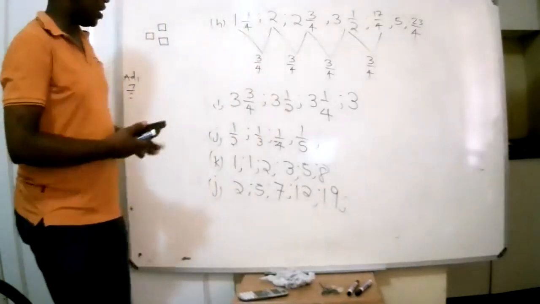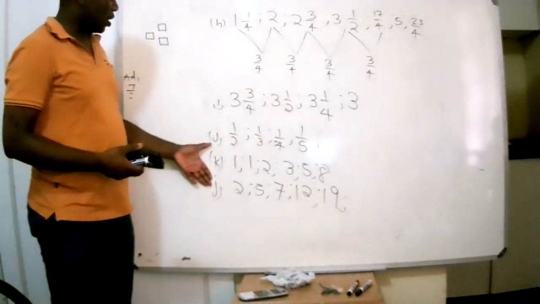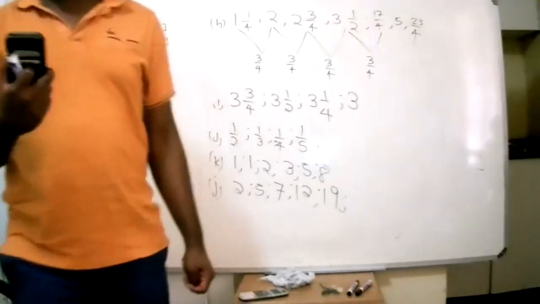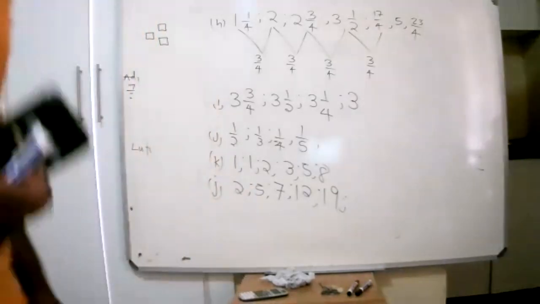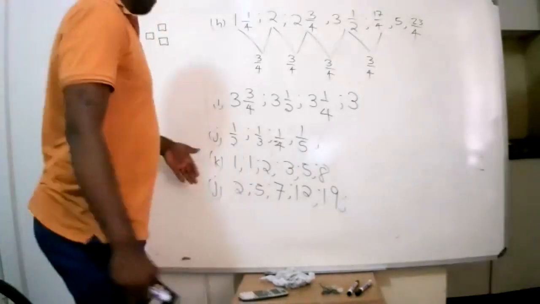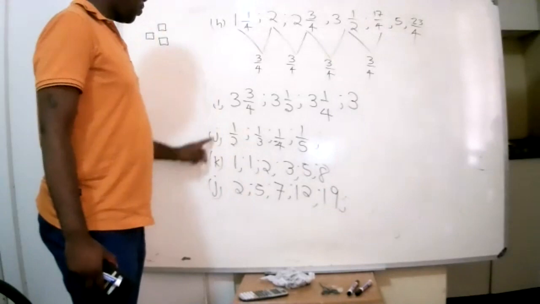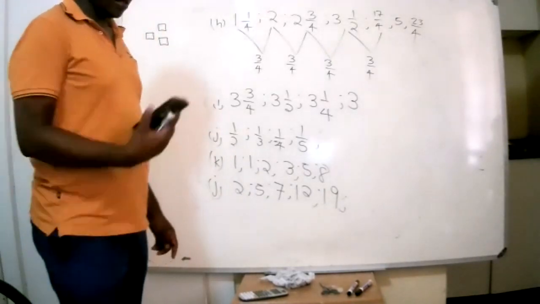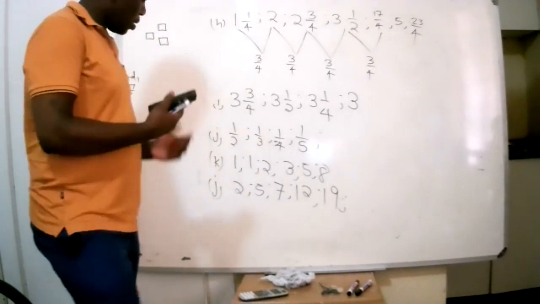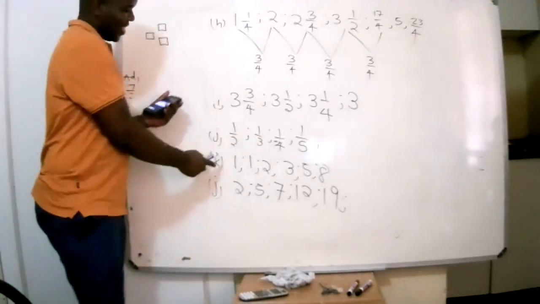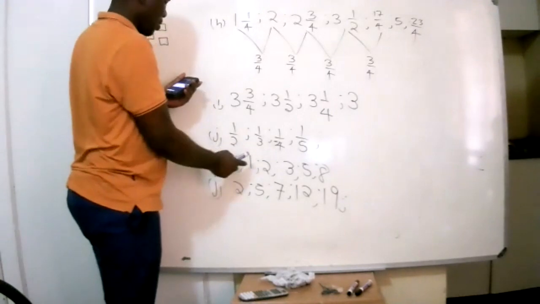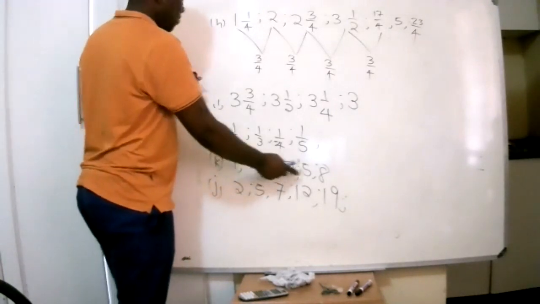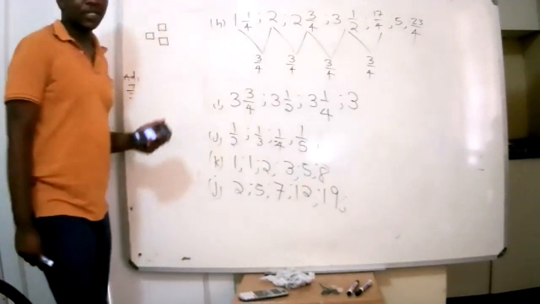I want you to find the next 3 terms of these 3 questions. I'm giving you 8 minutes to find the next 3 terms. Yes, at K, it's 1, 1 and then 2. Okay, for this one, yes, it's 1, 1, 2, 3, 5, 8. Yes, that's the correct pattern.